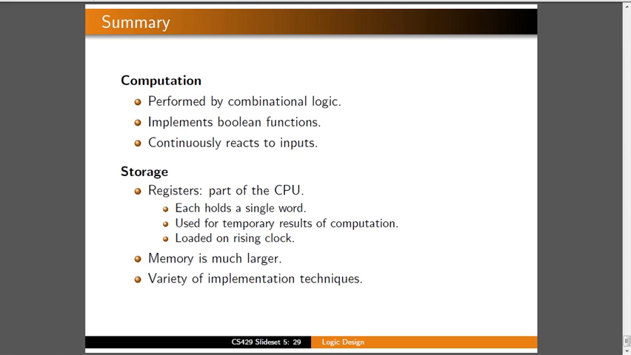So it is loaded on the rising clock. Then next, memory is much larger, that is, there is a huge memory used for storage purposes. Then the next point says variety of implementation techniques. So there are multiple implementation techniques used for storing the data, like dynamic RAM, ROM, primary memory, secondary memory, hard disk, floppy disk, and so on.